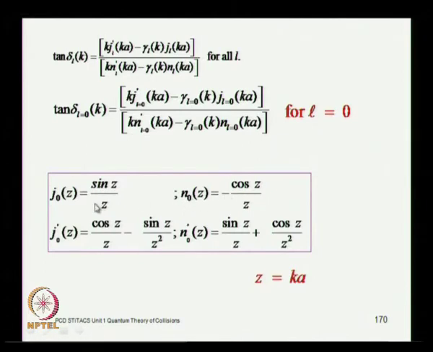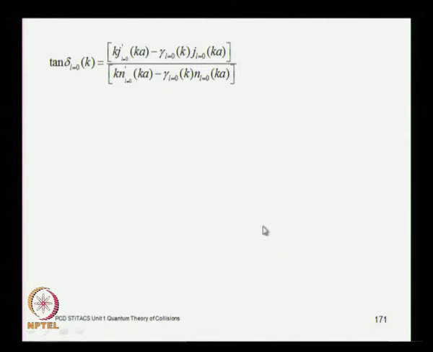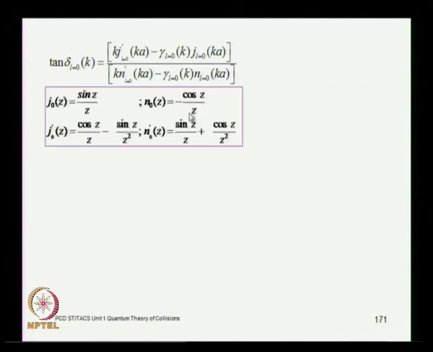And you use these expressions for L equal to 0. So, the Bessel function is sin z by z, the Neumann function is minus cosine z by z. So, you can take their derivatives, put z equal to k a, and then put all those terms in this expression for the tangent of the phase shift, and once you put all of these expressions over here, gamma of course has to be determined.